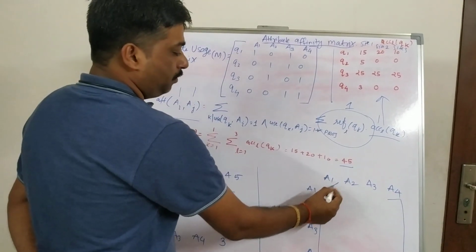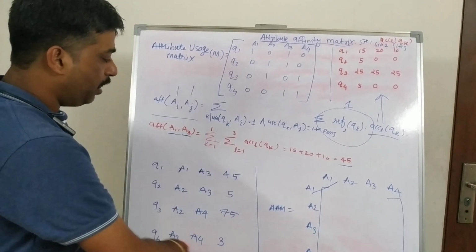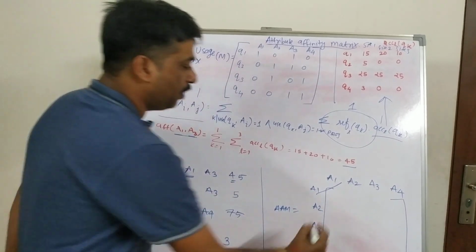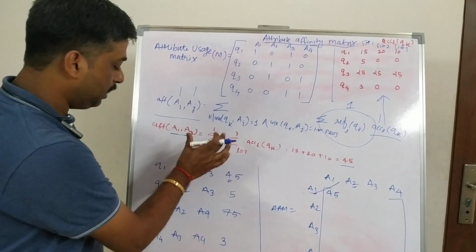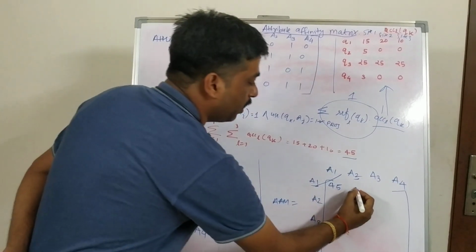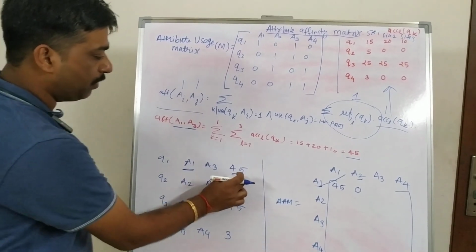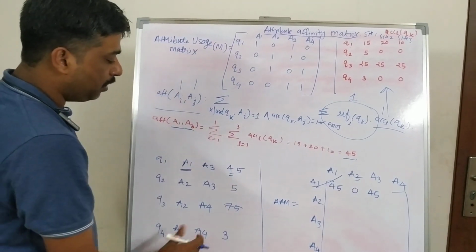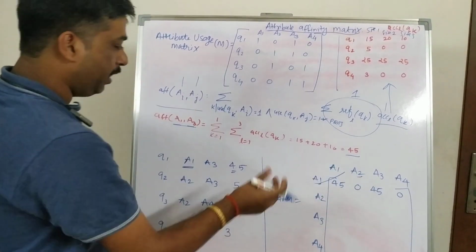Now let us consider A1 and A1. So we'll see here where the A1 appears. So A1 appears here. So what is the value of A1? That is 45. So we'll write 45 here. We'll consider A1 and A2. So we'll see A1 and A2 together. So A1 and A2 together, it does not appear here. So we'll write 0. A1 and A3. So A1 and A3 appears over here. So the value is 45. A1 and A4. So A1 and A4 together, they do not appear here. So we'll write 0.